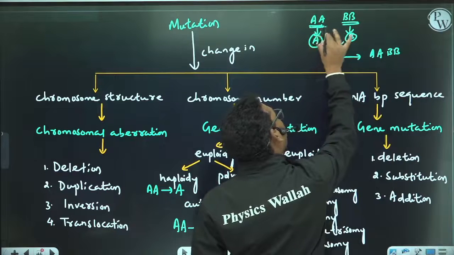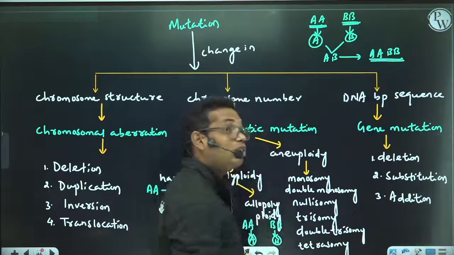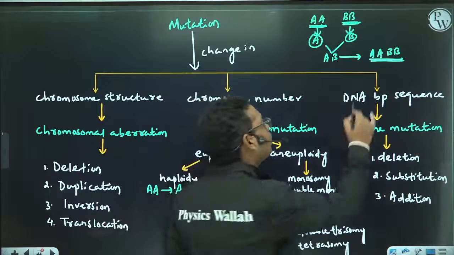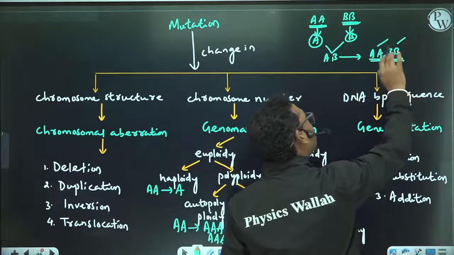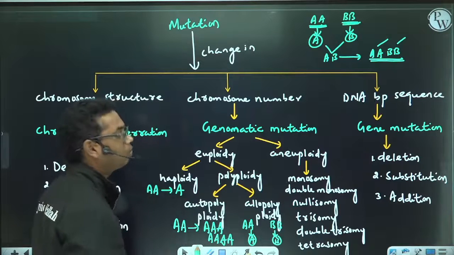So this was diploid. But this is tetraploid, and this tetraploid is due to increase in the copy number of different genomes. Here genome A, genome B, two different genomes have come together. This is allopolyploidy. Clear?